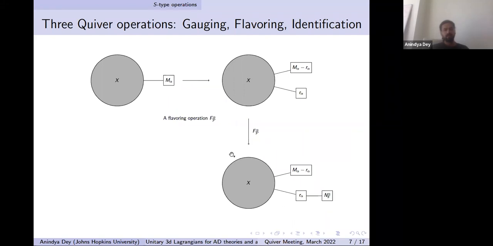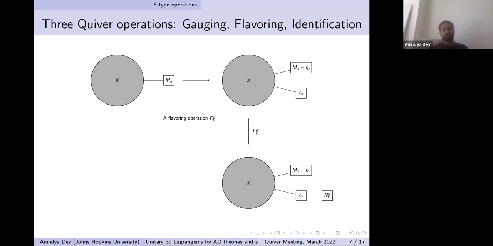The second one is, again, take the same thing, split it, and now add some extra matter at the flavor node R_alpha. Okay, so I'm not producing anything. I'm at this point just discussing operations on the quiver itself.